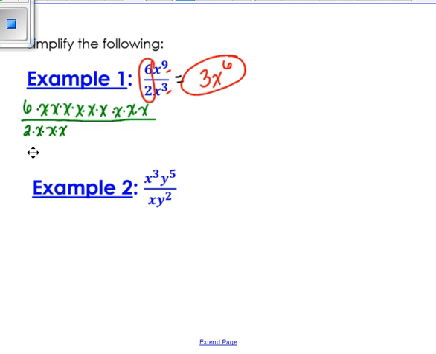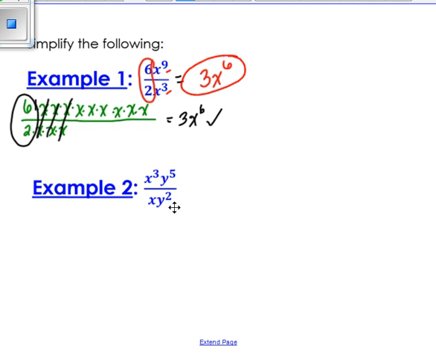Okay, and then if you look, 6 divided by 2 is 3. And then these 3 cancel, and I'm left with 1, 2, 3, 4, 5, 6 x's being multiplied to itself, which is x to the 6th. So you get the same answer. This is just a lot longer, especially if you have big numbers as your exponents.